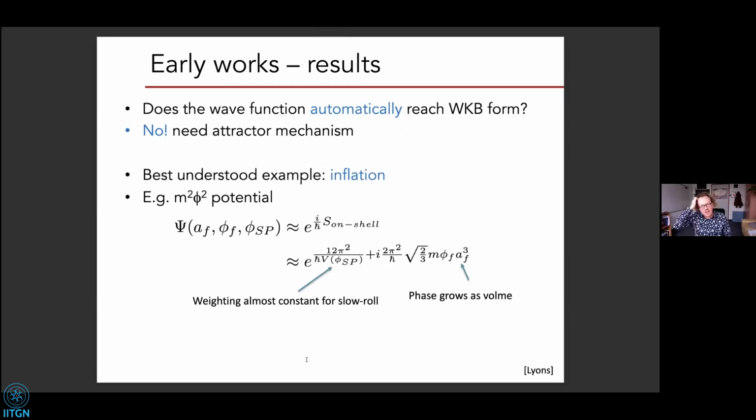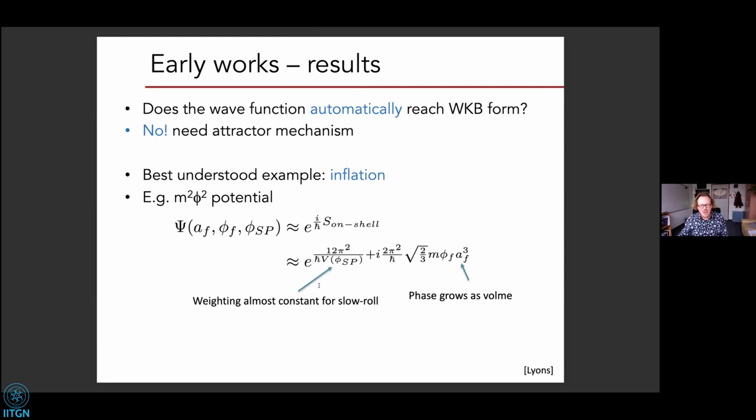Now, you can ask, does this happen automatically, that the wave function ends up being of this WKB form? And in fact, that's not true. And this is one of the interesting aspects: you seem to need an attractor mechanism for the wave function to reach this WKB form. Inflation is such an example. In fact, it's the best known example.